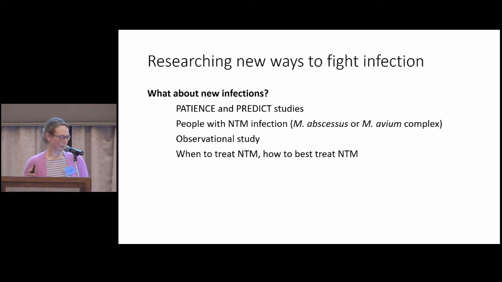One of them is the coupling of the PATIENTS and PREDICT studies, and these are studies looking at people with NTM infection, either Mycobacterium avium complex or abscessus complex. This is an observational study looking at people with new infection. How do they do over time? How can we better use that information to better target treatment for NTM infection to the people that will benefit most from it? And then also, what's the best treatment regimen, and how do we optimize that as well?